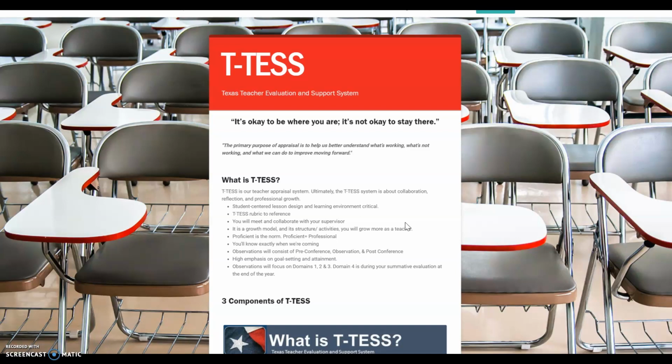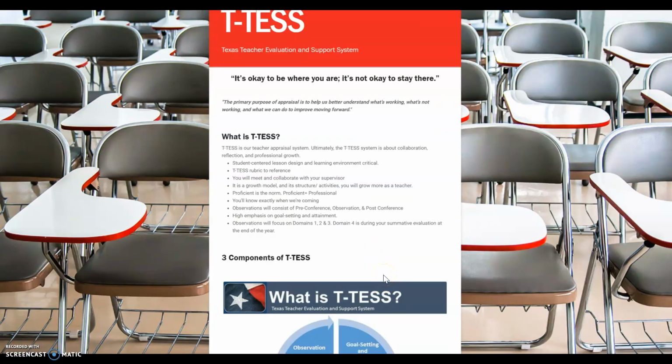This is a growth model, and its structured activities will help you grow more as a teacher. Remember, proficient is the norm. Proficient is professional. And you'll know exactly when we're coming to observe you. Observations will consist of a pre-conference, an observation, and a post-conference. There's a high emphasis on goal setting and attainment. The observation piece will focus on domains 1, 2, 3, and domain 4 is during your summative evaluation at the end of the year. Domain 4 is more about professional development and things like that.